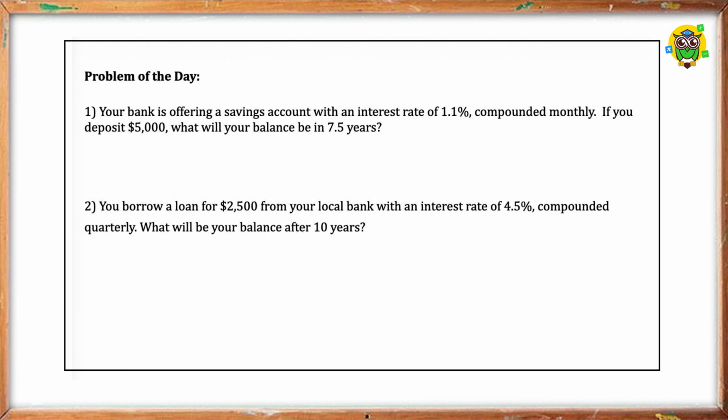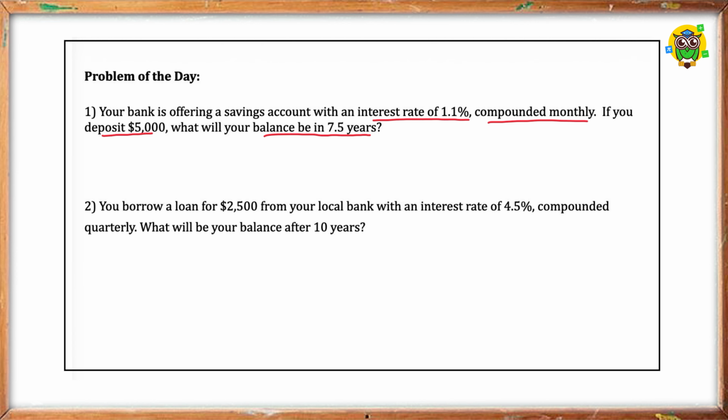Now let's take a look at the problem of the day. Number 1. Your bank is offering a savings account with an interest rate of 1.1% compounded monthly. If you deposit $5,000, what will your balance be in 7.5 years? So you want to start off by annotating the question. We have an interest rate of 1.1%, compounded monthly. We're depositing $5,000. What will your balance be in 7.5 years?